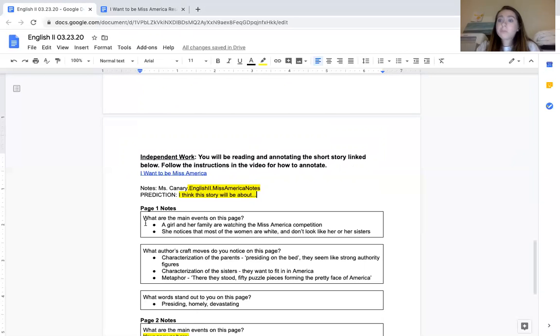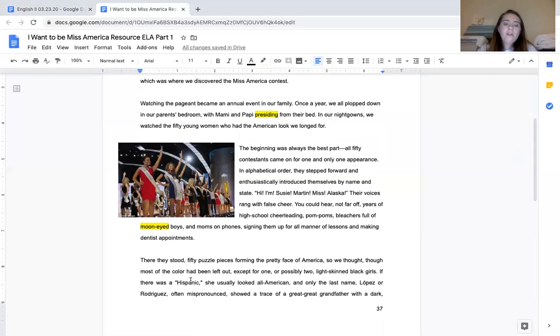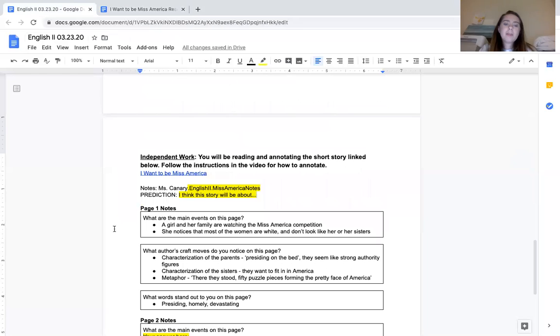On this first page, it was mostly about how this family is gathering all together to watch the Miss America pageant. So that was my first note: a girl and her family are watching the Miss America competition. I also thought it was important, in the last paragraph, where she's describing how these girls look. And she notices that most of them are white, and she sort of feels disconnected from that. I can infer based on this that this is probably not a white character. So I took that down as a major event note. She notices that most of the women are white and don't look like her or her sisters. All right, those are my main events. I don't think I forgot anything. I can move on to my next question.